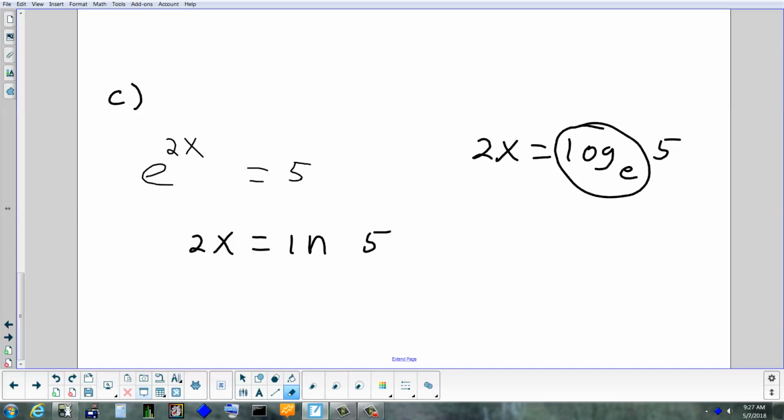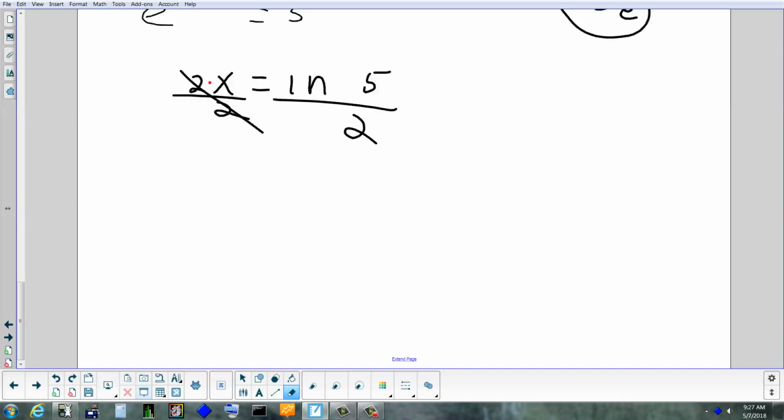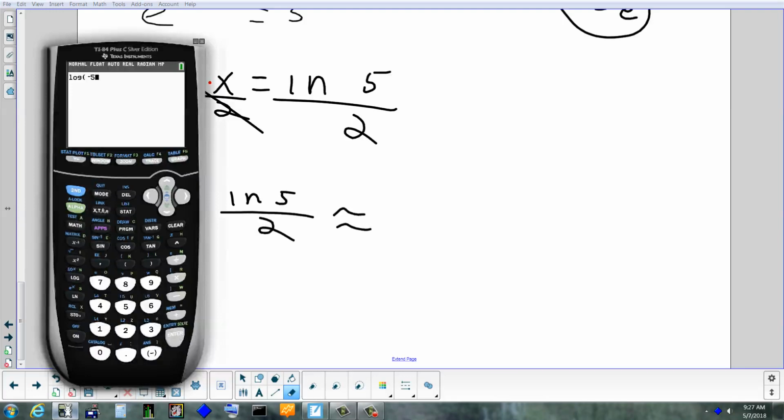So Justin, how would I finish this up and get that 2 over on the other side? Divide by 2. Yeah, just divide by 2. So the exact answer to this problem is the natural log of 5 divided by 2. If they wanted an approximate answer, you take the natural log of 5, divide by 2, and you get about 0.805.